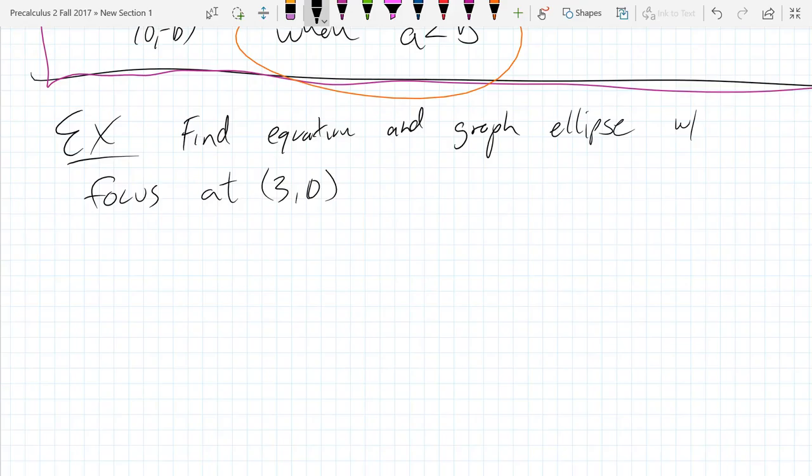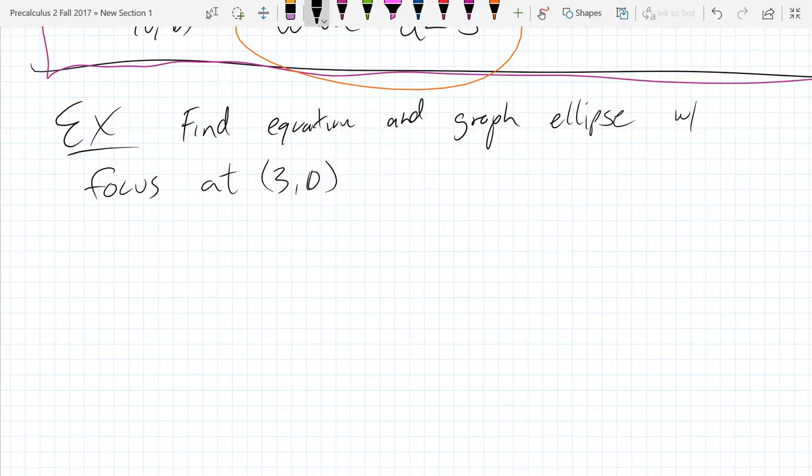So in my notes I only have one focus written down. That might be a problem. I'll leave room in case I need to write the other focus. And a vertex at negative 4, 0.